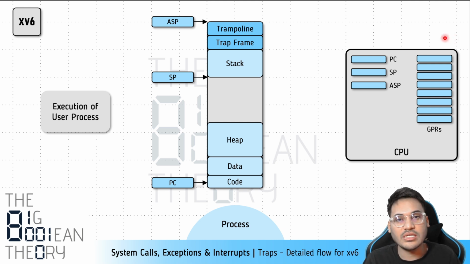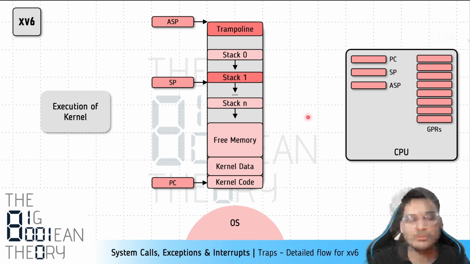Now we'll shift our attention to the kernel. The case with the kernel is almost the same, right? As we know, the kernel, just like the user process, is also a piece of software. It's a special piece of software that is responsible for managing the hardware. And we can say it's the only piece of software that is always running in the computer system.